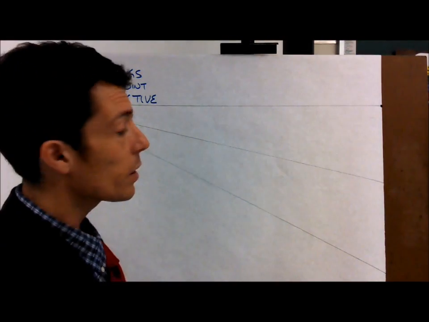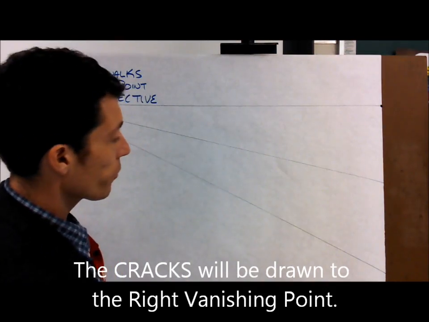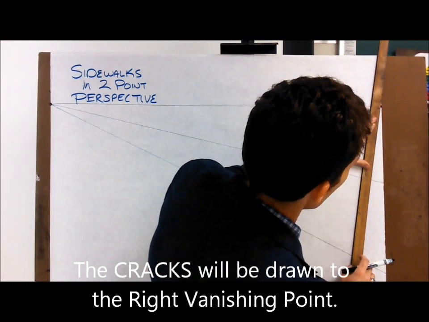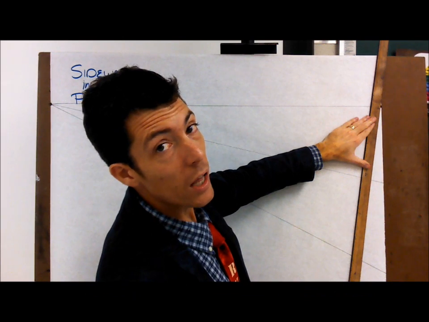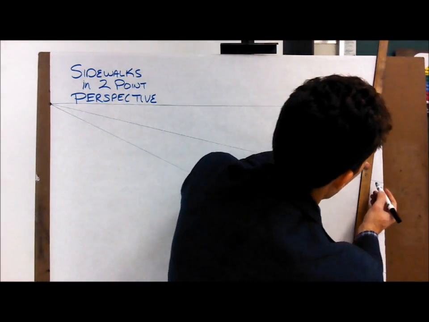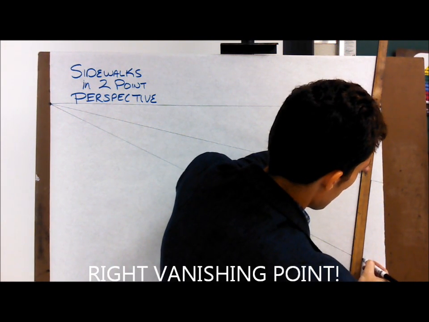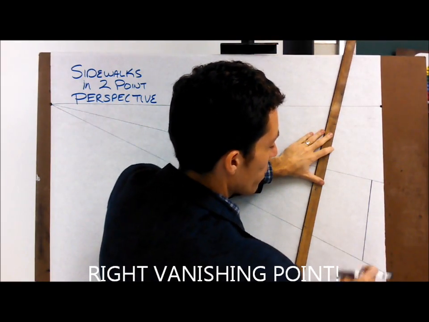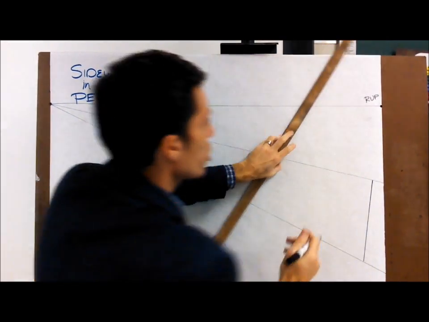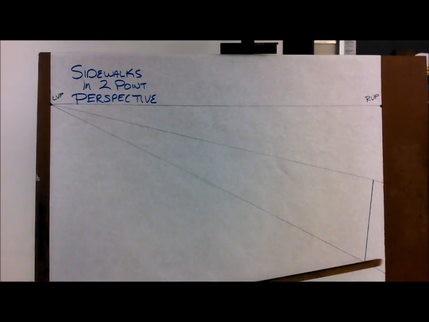So what we're going to do here now is define the cracks in the sidewalk. So our first crack in the sidewalk is going to be very close to the edge of the picture plane. And it almost looks like it's a vertical line, but it's really a diagonal line that goes to my left vanishing point. And it's contained within the top and the bottom diagonal. So we've got our right, did I say left? This is our right vanishing point, and this is our left vanishing point.